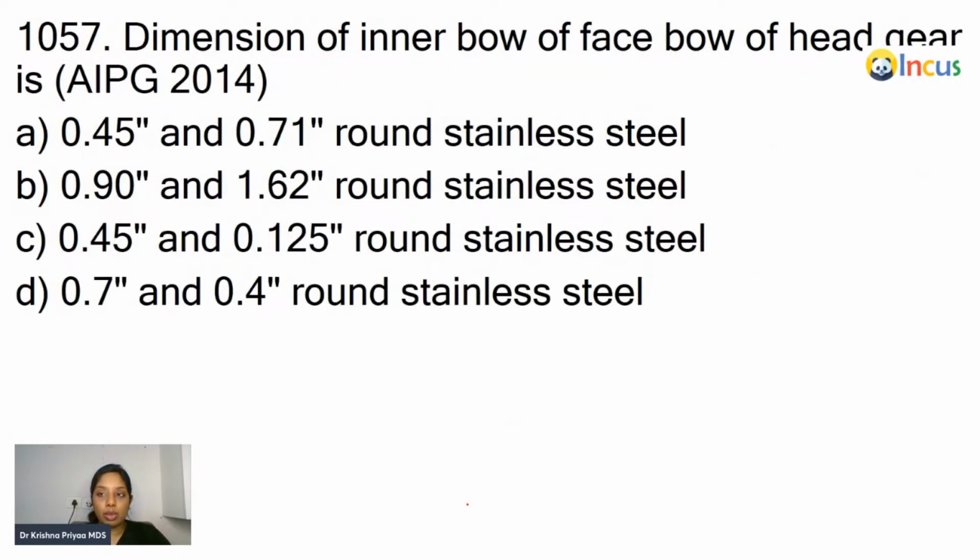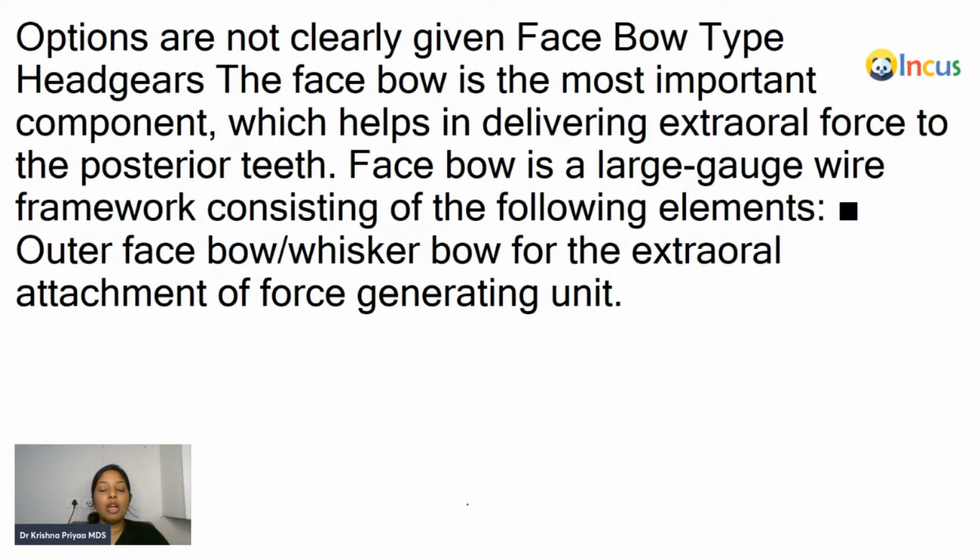Dimensions of the inner bow of the face bow of headgear. So inner bow, that is the bow which is going into the buccal tubes placed in the maxillary molars. What is that? The answer is 0.045 by 0.125 inch round stainless steel. So these values you have to memorize. 0.045 by 0.125 in stainless steel. That is for the inner bow.